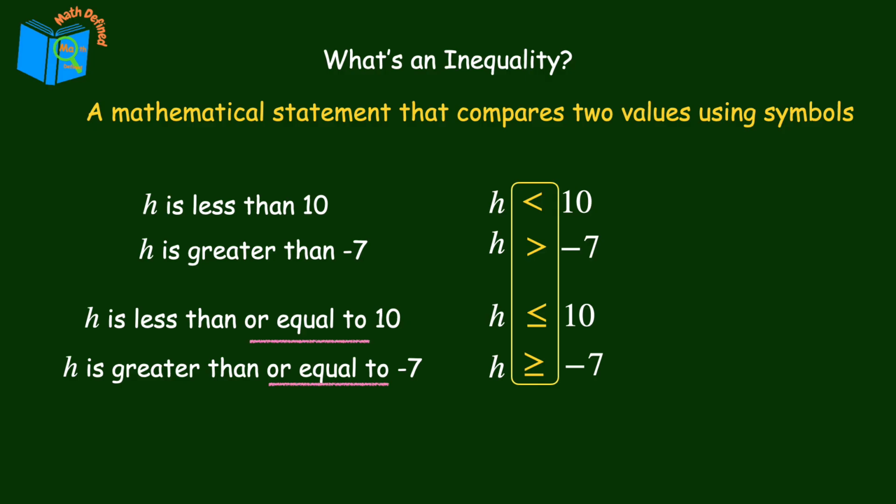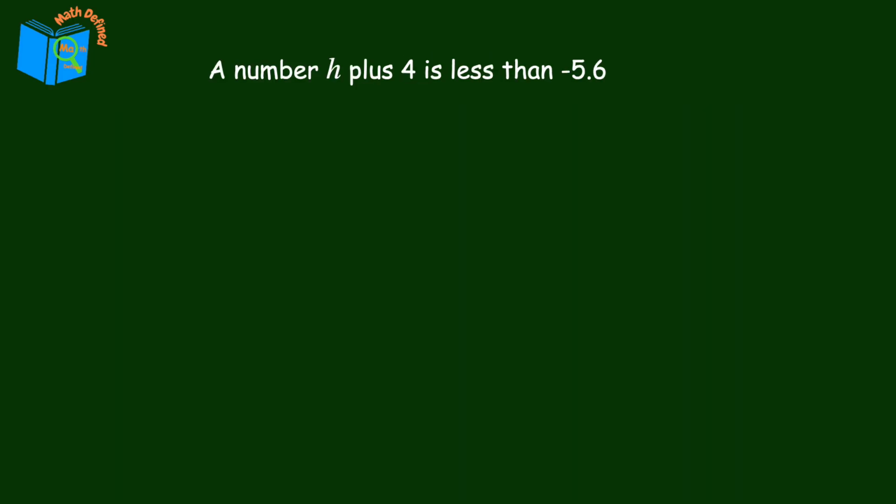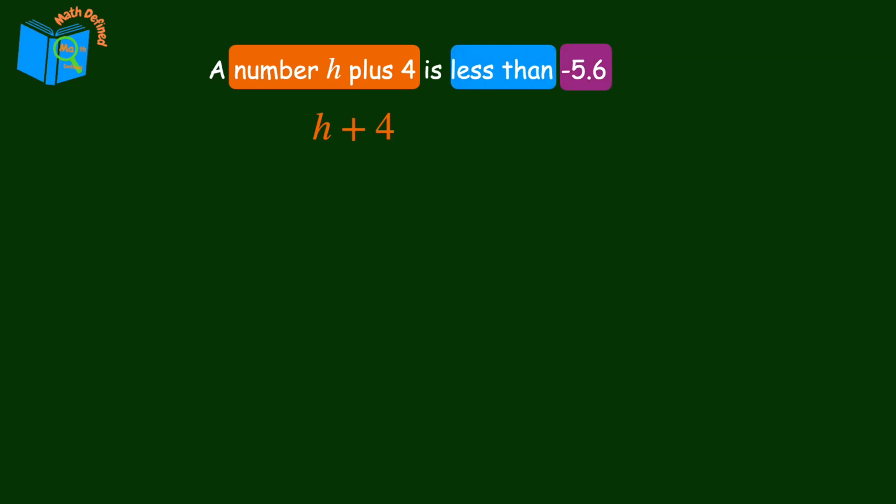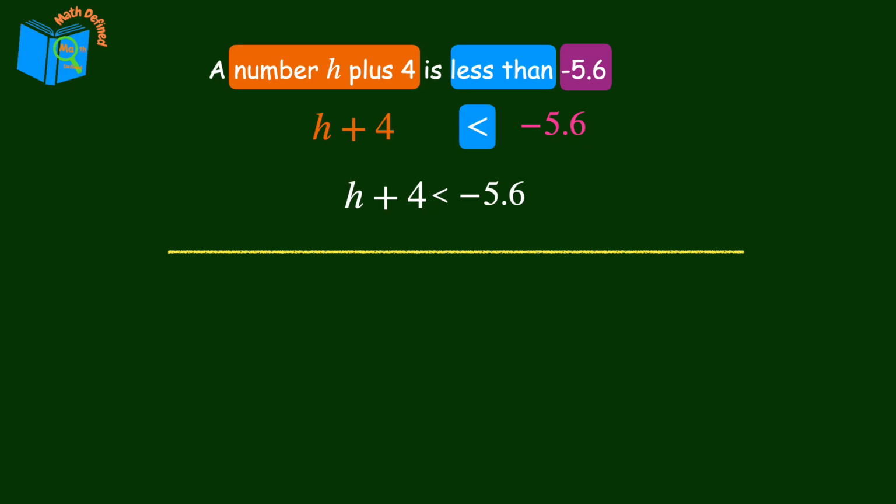precise way. Let's practice. A number h plus 4 is less than -5.6. You might be wondering, where do I start? Start by identifying the key phrases. The phrase, a number h plus 4, translates into the expression h plus 4. The next phrase, is less than -5.6, is represented by the less than inequality symbol, and we bring down the -5.6. So the entire phrase can be written as h plus 4 is less than -5.6. Simple, right? Let's try another one.